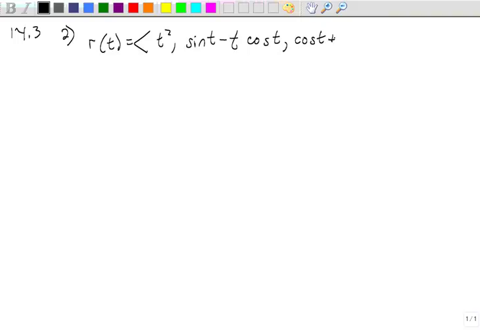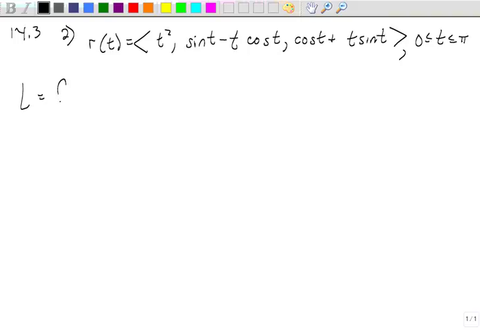Okay, let's look at number 2 in 14.3. In number 2, we have r of t is t squared, sine t minus t cosine t, and cosine t plus t sine t, and t is between 0 and pi. And we want to find the length.